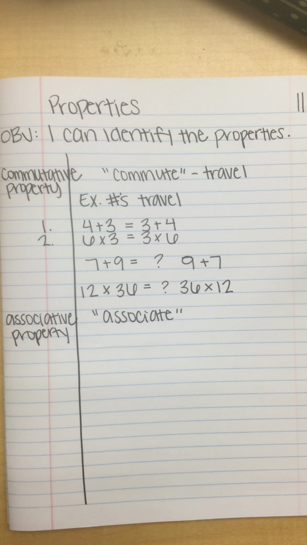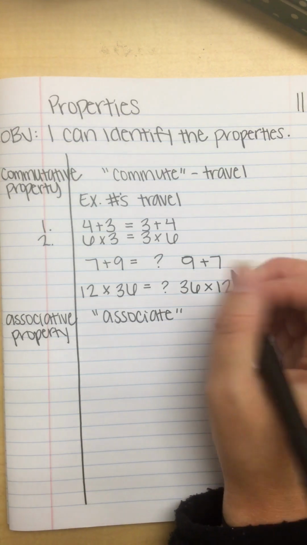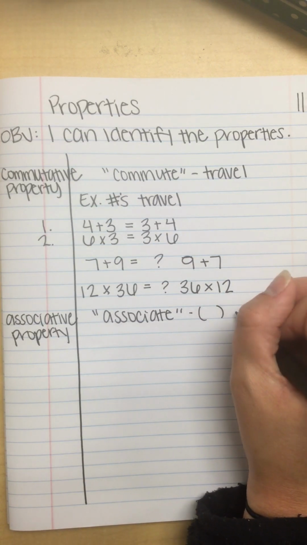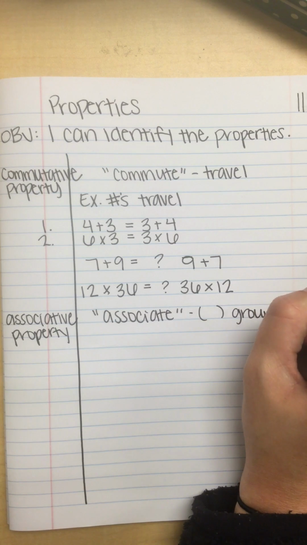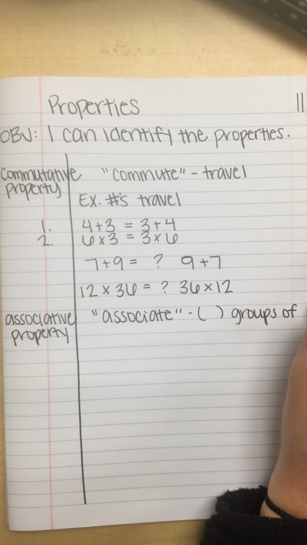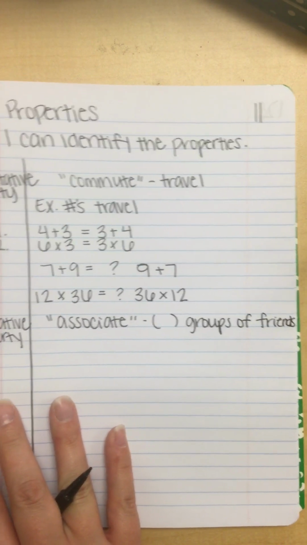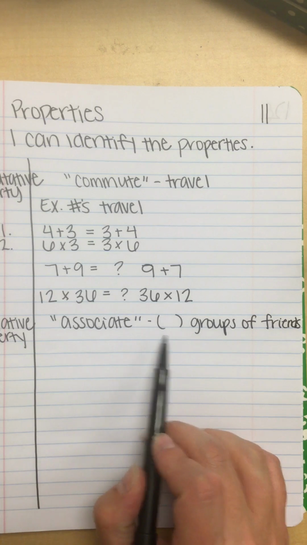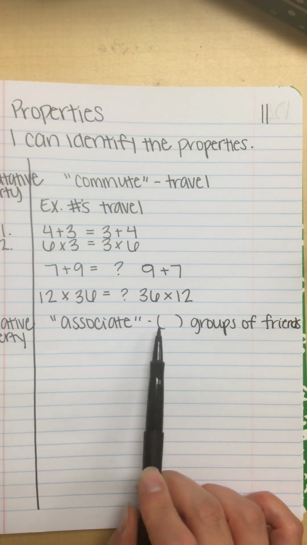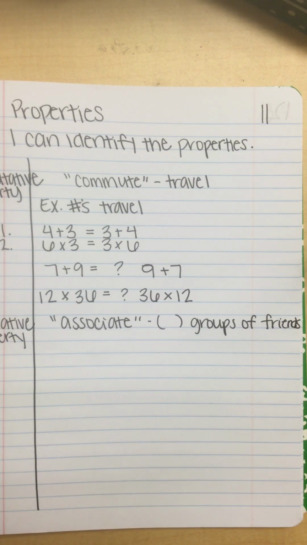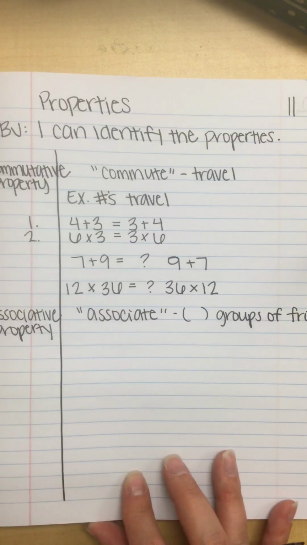So the associative property, we think of associate, or we like to think of our parentheses being our groups of friends. I'll move that over so you can see that. So we do have parentheses, and when we have those, we are being associated with a certain group of friends. So here is an example.